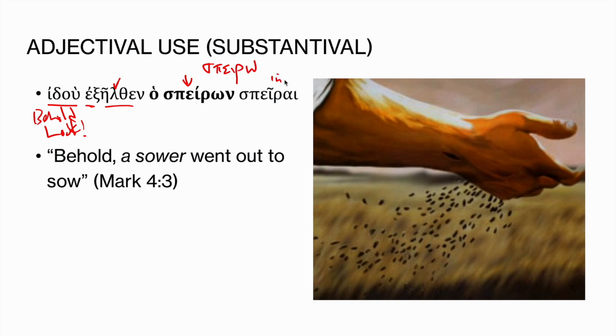And this is an infinitive. We'll get to those later on. But he went out to do something. He went out to sow. And this is the subject of the sentence in the nominative form. So a sower, the sower went out to sow.